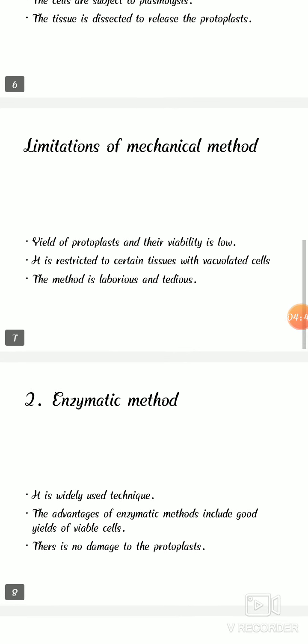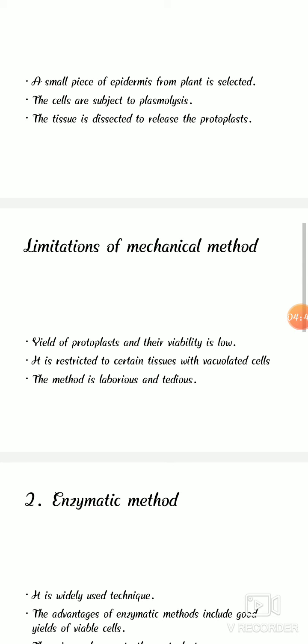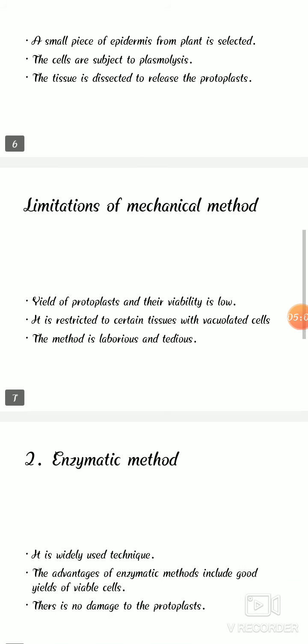I hope the mechanical method is clear. We take epidermis of a plant which we have selected, and after it is subjected to plasmolysis, the plasmolyzed cell basically moves out, dissection of cells occurs and the protoplast is released from the cell.